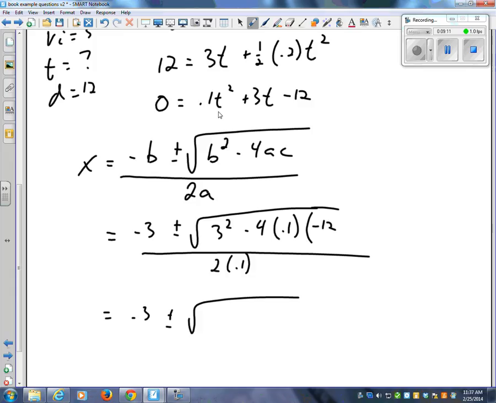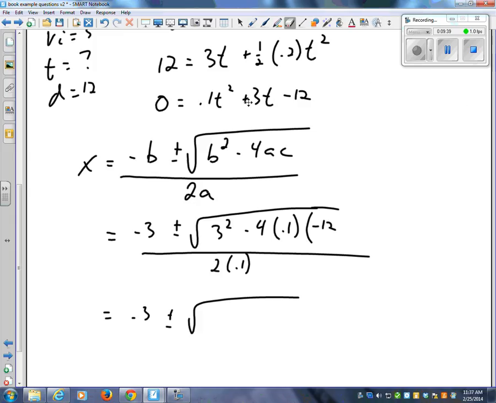It's going to be a binomial. It's going to be t minus something and t plus something. Right? I would recommend, just to make it easier, multiply everything by 10, so you get t squared here. So you'd have t squared plus 30t minus 120, and you'd need factors of 120 that add or subtract to 30. I hate factoring, so let's not.